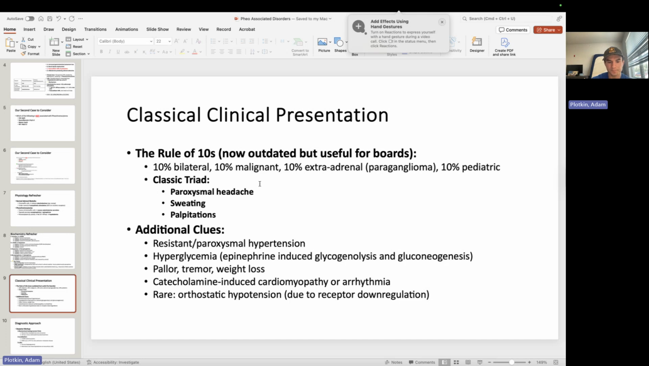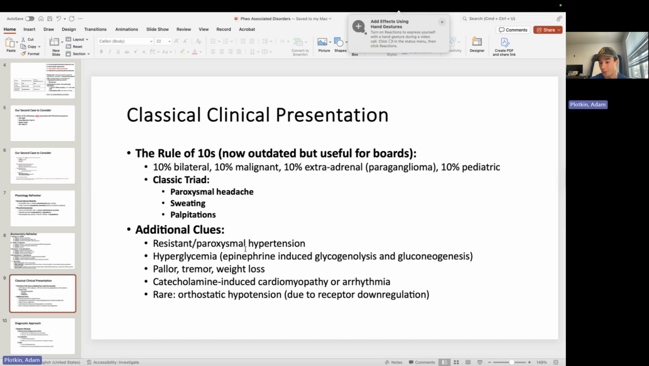And what types of patients. The classical triad is headache, which is paroxysmal, sweating, and palpitations. You can also see tremor and things like that, right? Sympathetic activation, maybe even some dilated pupils when that norepi and epinephrine are high. Additional clues: we have resistant or paroxysmal hypertension, right?